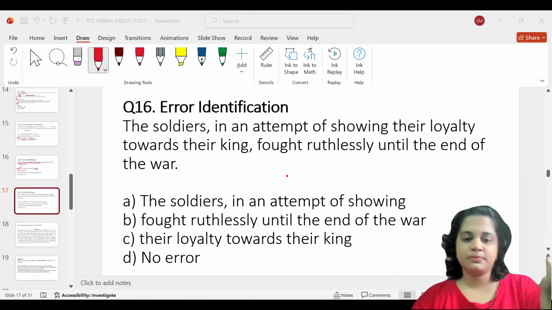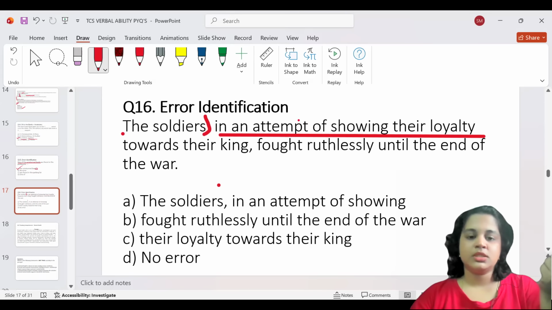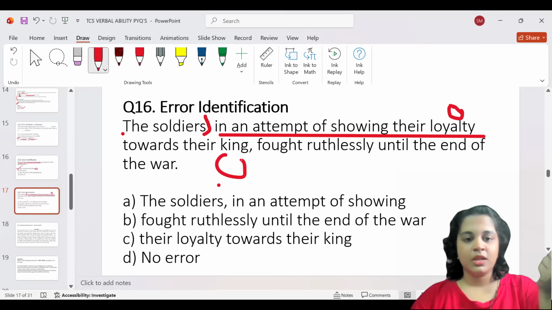let's identify the subject because, see, even when I try to explain, I'll have to identify and then only do it. The soldiers are the subject. So let's split it. In an attempt of showing their loyalty, in an attempt is the verb part. Their what? Loyalty, which is the object. Towards whom? The king. So this is again an object. Oh, I'm so sorry. I drew a circle over here and it became, I'm so sorry about that.